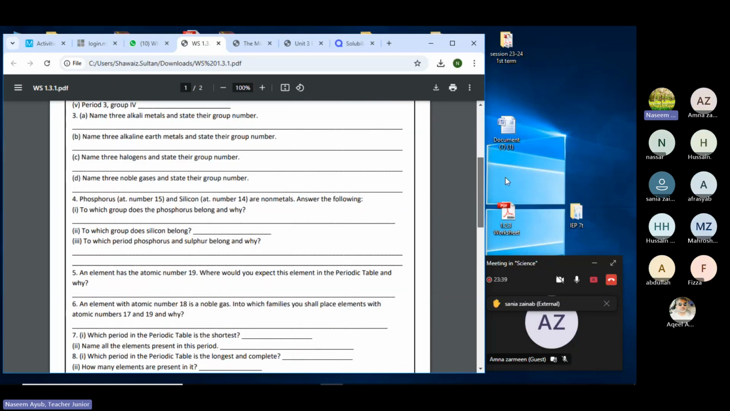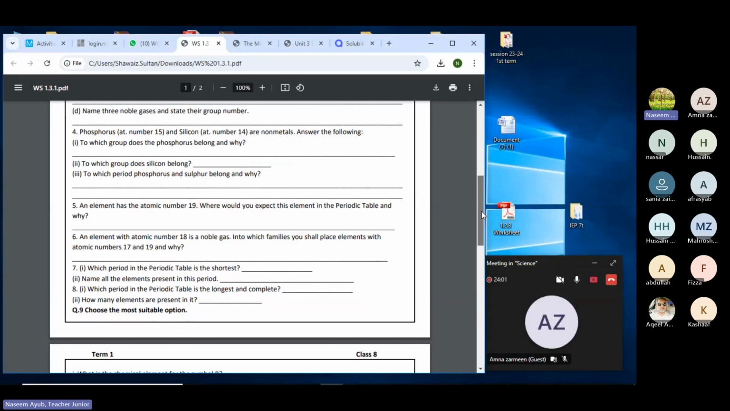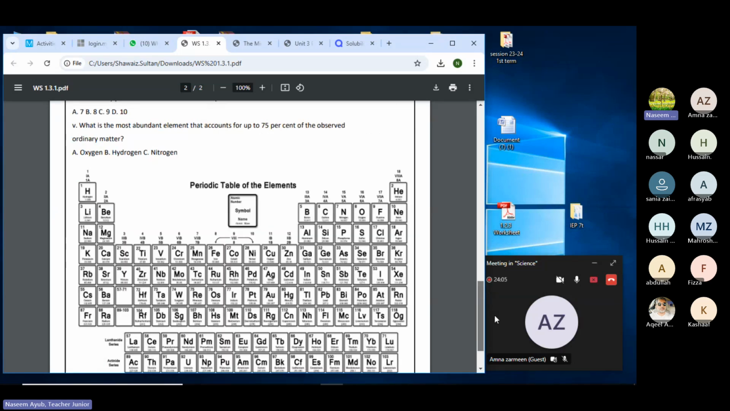Question 4: phosphorus, atomic number 15, and silicon, atomic number 14. They both are non-metals. Answer the following. To which group does phosphorus belong and why? To which group does silicon belong, to which period do they belong, and why? So I'm moving forward towards the periodic table so I can show you where you have to find phosphorus and where is silicon.